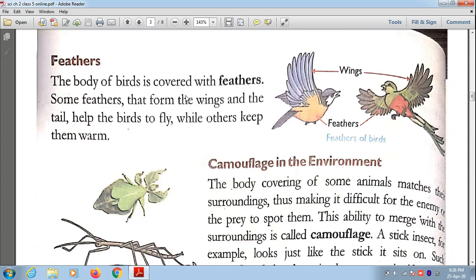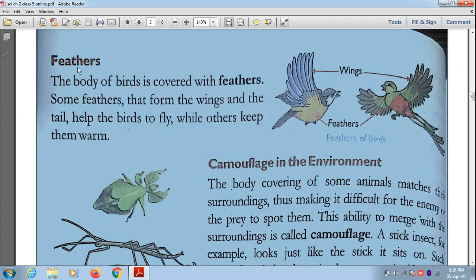Moving ahead, we have feathers. And you all know that birds, they look beautiful with these colorful feathers.